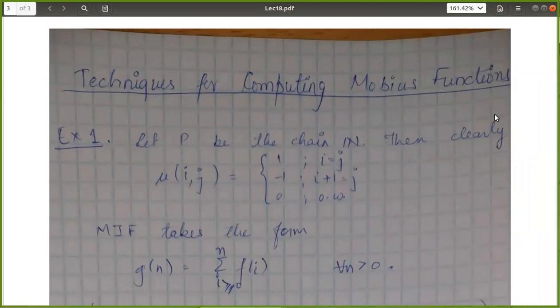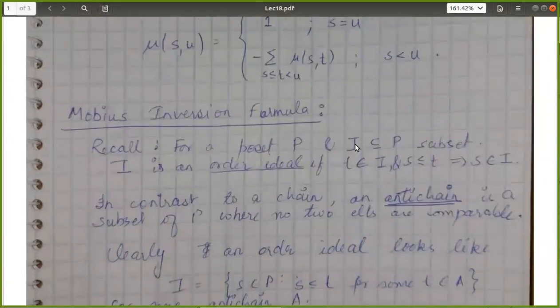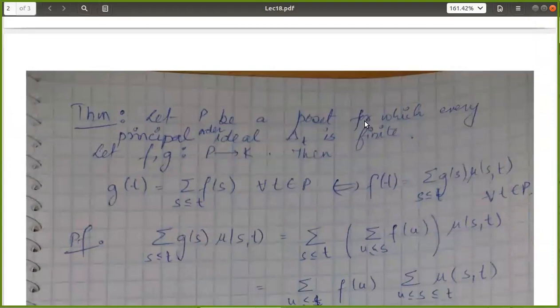So we now see techniques for computing these Mobius functions. If you let P be the chain N, so first of all, are you convinced that P is a chain if it is N? So you have the partial order as the order on the set of natural numbers, then P is indeed a chain. And furthermore, if you look at this particular theorem, it's a poset for which every principal order ideal is finite. That is needed.